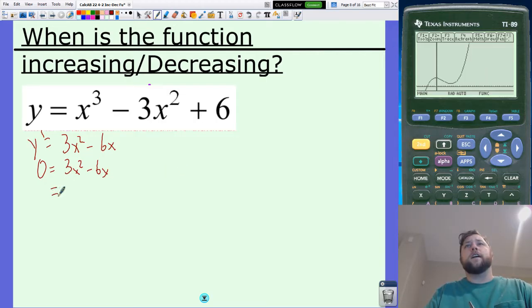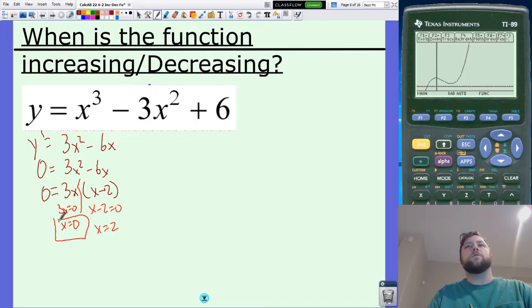So I'm going to factor out a 3x, and I'm left with x minus 2. And so when you're solving, now you're in factored form. This one's going to give 3x equals 0, so x equals 0. This one's x minus 2 equals 0, so x equals 2. These are my two critical numbers.